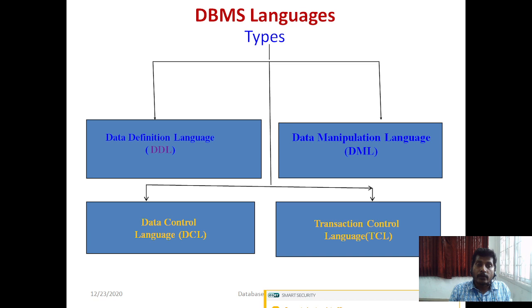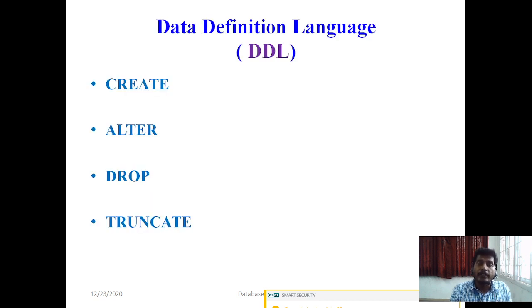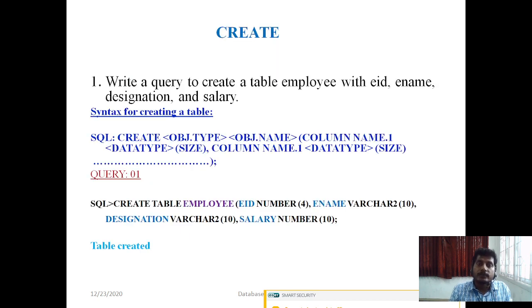First is DDL. DDL means how to define the data in the database, which is called the data definition language. The data definition language has 4 commands: create, alter, drop, and truncate. The first one is create. How to create a table in the database? We use the create command.